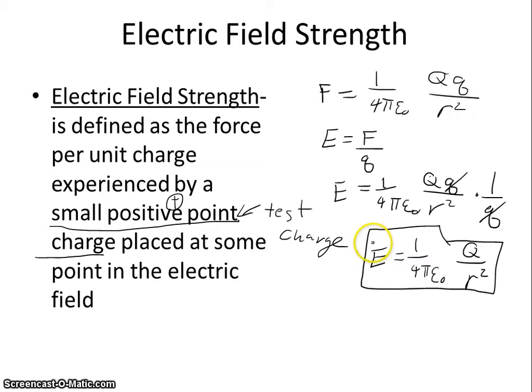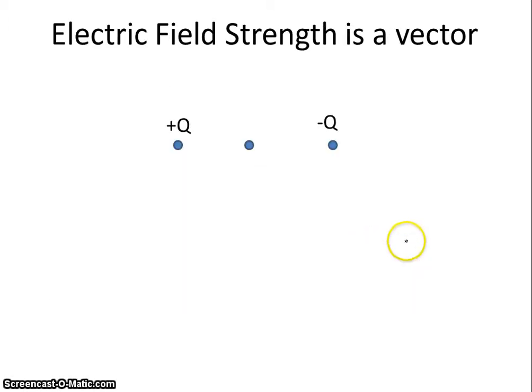Electric field strength is a vector. It has a direction, which means that we need to treat it like a vector. So if I have two charges, a positive charge and a negative charge here, both of these charges are generating an electric field, and we'll say that this point right here is the point that we want to test. So this is our test charge, or the point we're interested in.